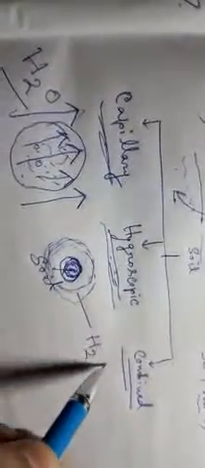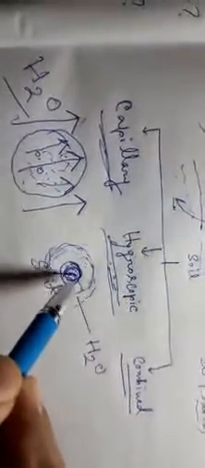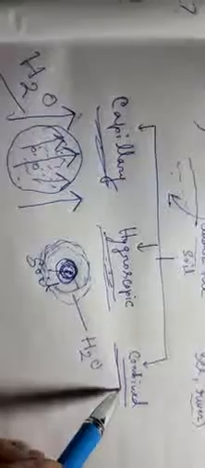And combined water means the water that remains attached to the soil particle by a chemical bond. So these are the three types of water present. Out of these, capillary water is mainly used by the plants for making their food. These different types of water are what you have to study in the hydrosphere.